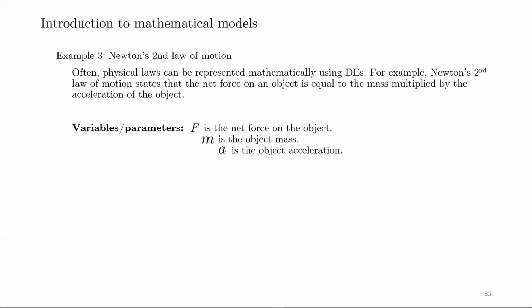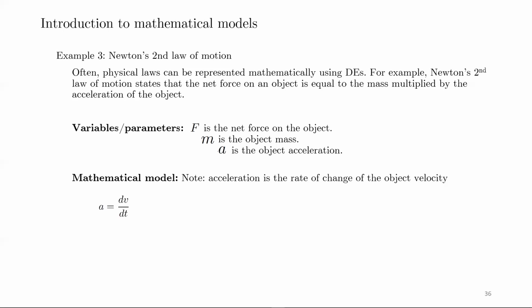Okay, and finally the last example we'll look at is a physics-based example. So if anyone's taken any high school or university physics, you'll be obviously familiar with Newton's second law of motion, which states that the net force on an object is equal to the mass of that object multiplied by the acceleration of the object. So our variables here are F, the net force on the object, m, the mass of the object, and a, the acceleration of the object.